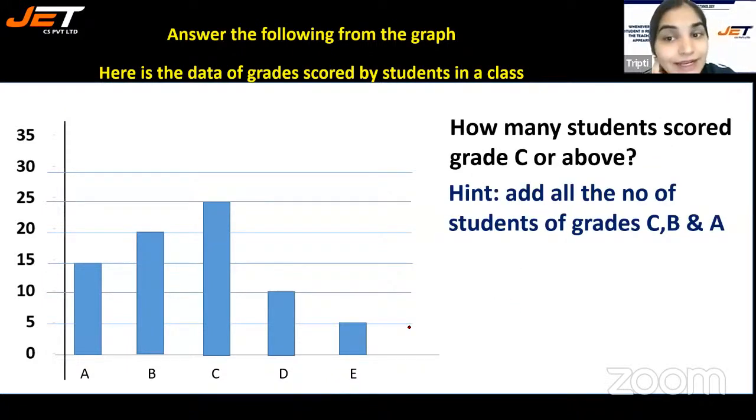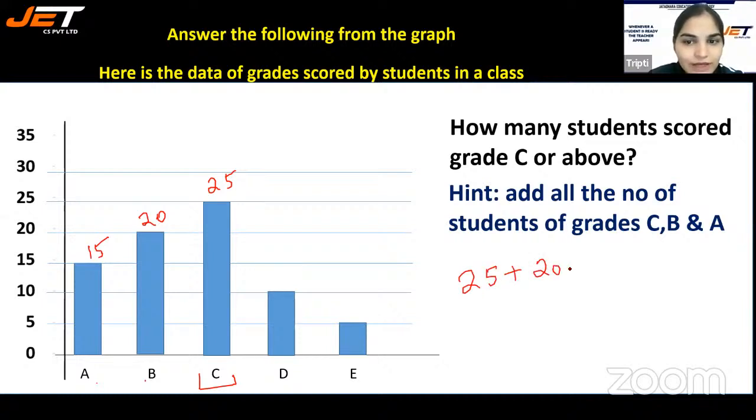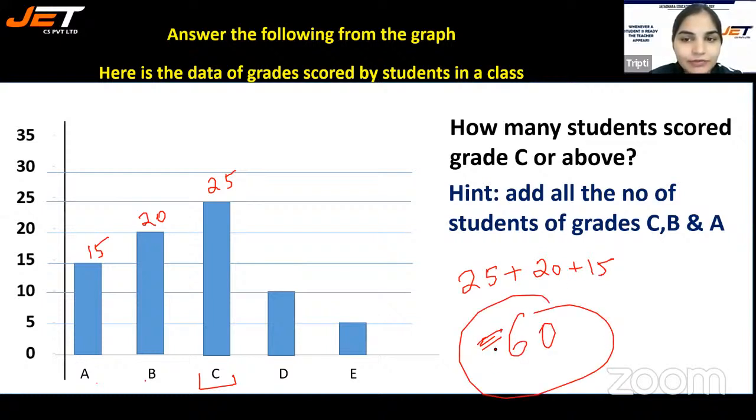How many students scored grade C or above? In such cases where you have to tell about a particular grade or beyond that, just take that grade C and all the numbers of students of grades C, B, and A. So C and above is obviously B and A. So take all: 25 for C, 20 for B, and 15 for A. Let's add all of them. So 25 plus 20 plus 15. I can see that 60 students scored grade C and above.